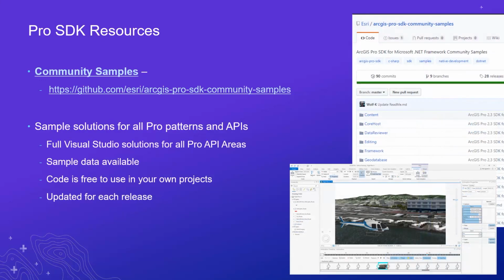Next, the community samples that you saw. There are sample solutions for all the Pro patterns and APIs. And these are full Visual Studio solutions for all the Pro areas that you can download as a single zip file from GitHub. There's also sample data available online. The code is free to use in your own projects, and the set of samples are updated for each release of Pro.